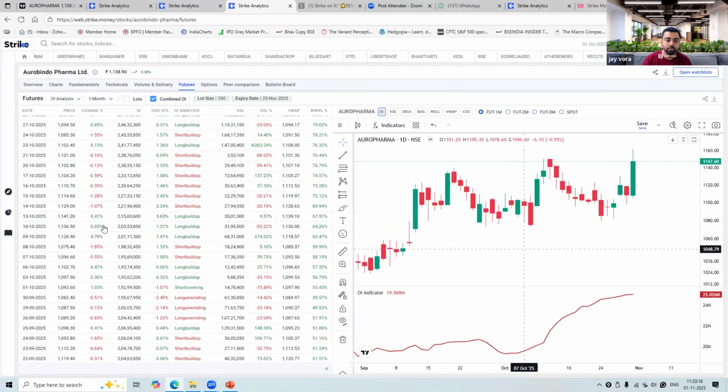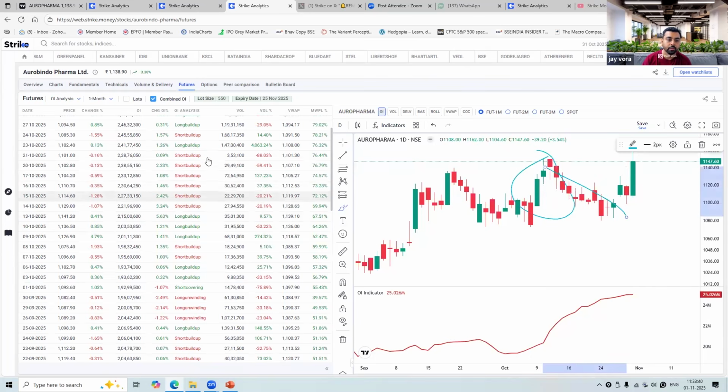So it was somewhere over here we had seen some long build up. It was 1141. So it was somewhere, I think, yeah, somewhere over here, 1141. This is where the people who built a bit of a long position. And in this decline, people have further added a bit of short position.